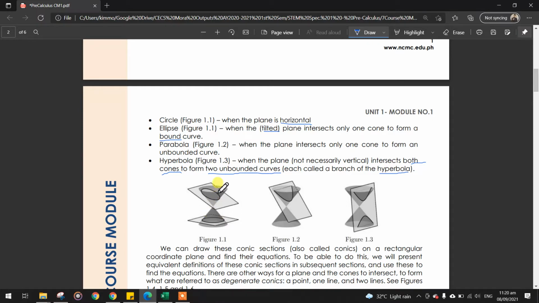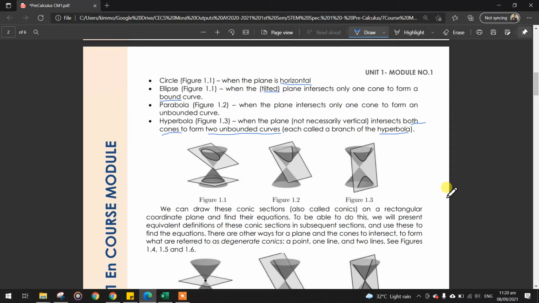And also, the same pud sa ellipse. So, dili lang siya always nga dari siya naka-tilted. So, pwede pud sa pikas nga side. So, as long as you only intersect one cone and naka-bounded ang curve nga imong ma-produce. So, the same with the others.